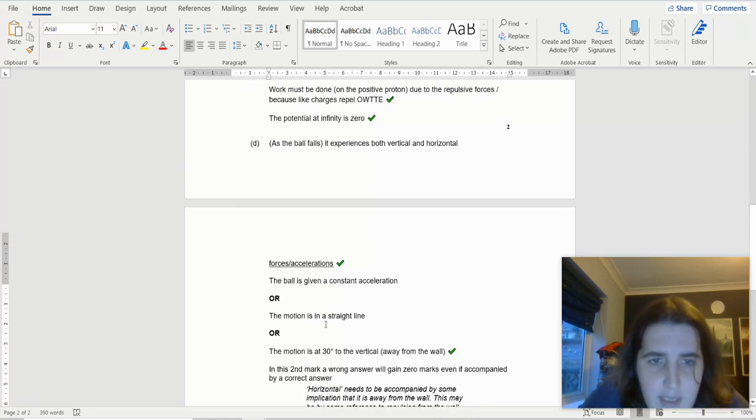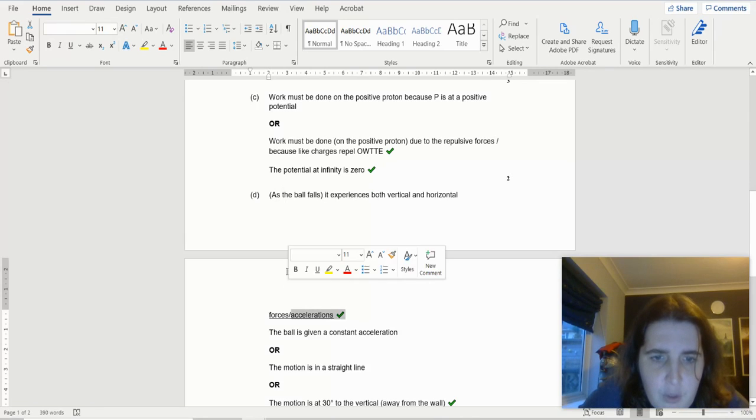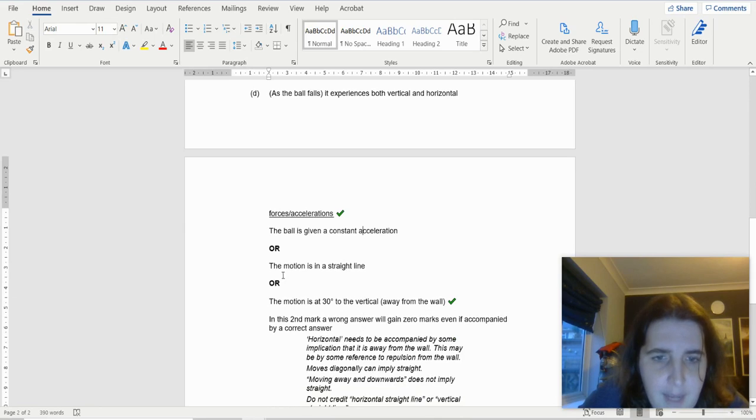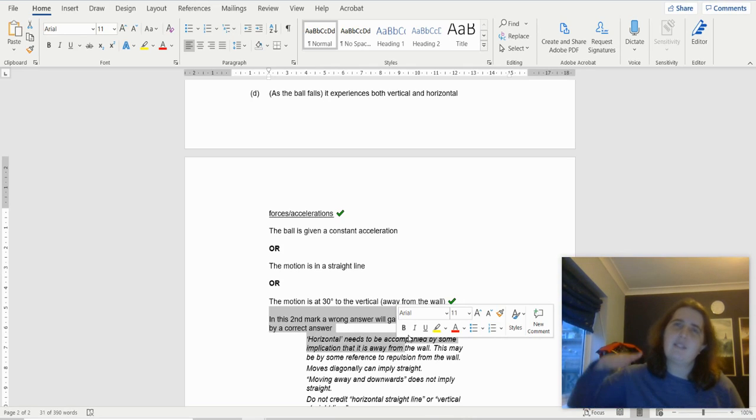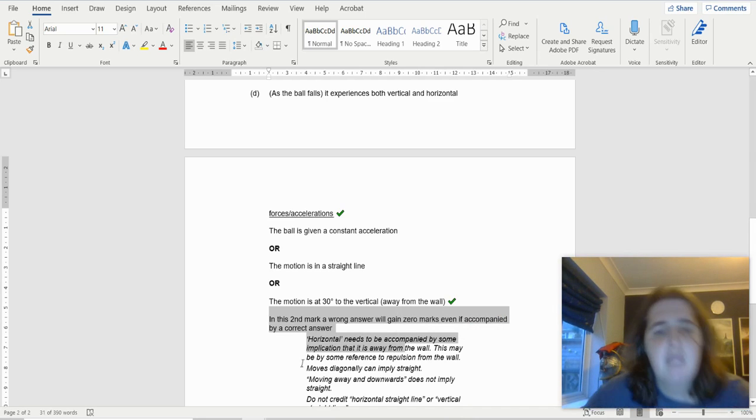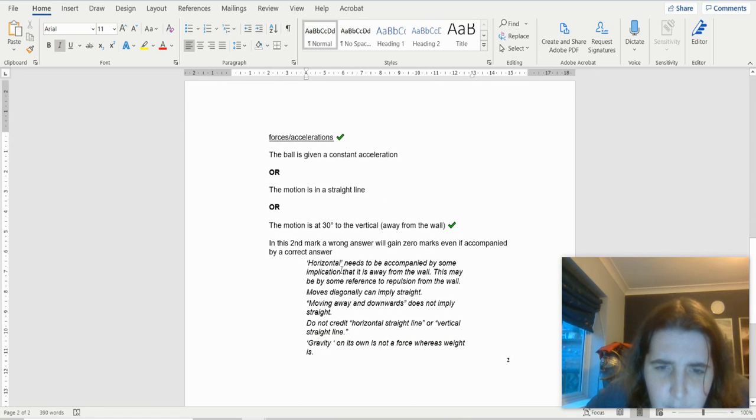This is interesting because I said the ball experiences both vertical and horizontal forces and accelerations, okay? And they've mentioned that the motion is in a straight line, which kind of makes sense, because it's accelerating this way, so I'll have a resulting acceleration this way, which does make sense. And the second mark, if you go horizontal, needs to be accompanied in some way by the implication that it is away from the wall. This may be some repulsion from the wall. Rule again implies straight. Moving away does not imply straight.